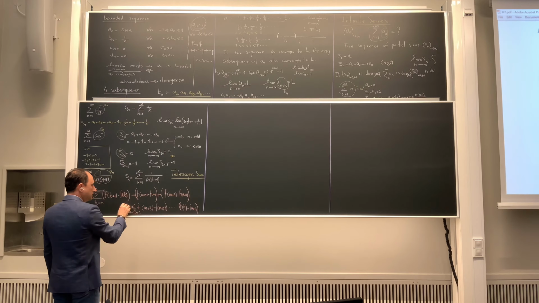So what happens, this f of m plus 1, which is positive, will be canceled by f of m plus 1, which is negative. Yes? f of m plus 2, which is positive, will be canceled by f of m plus 2, which is negative. Everything actually will be canceled. So f of n will be canceled with this one. f of n minus 1 will be canceled with the previous one. There are only two terms left for you. This term is left and this term is left.